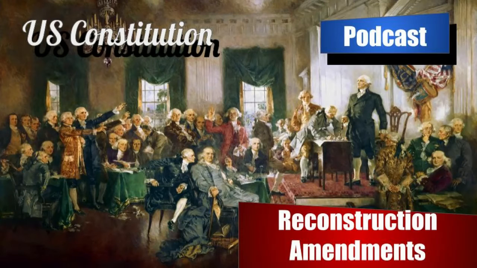Amendments 13, 14, and 15, the Reconstruction Amendments. The 13th Amendment abolished slavery. It was ratified in 1865 following the Civil War.